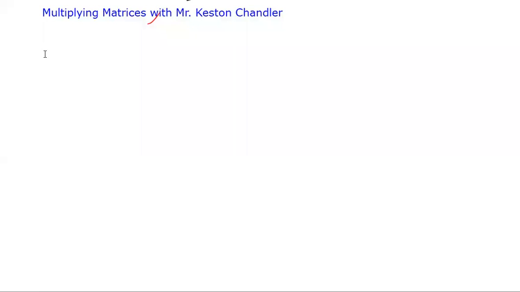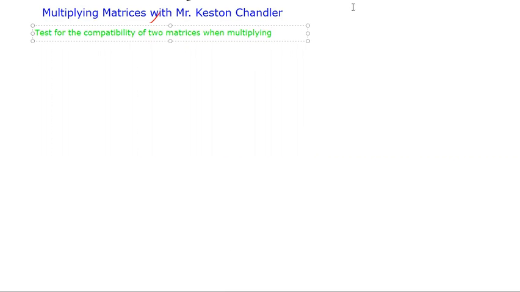So we want to test for the compatibility of two matrices when multiplying. So how do we do that? We're going to use what I just showed you in order to do that.